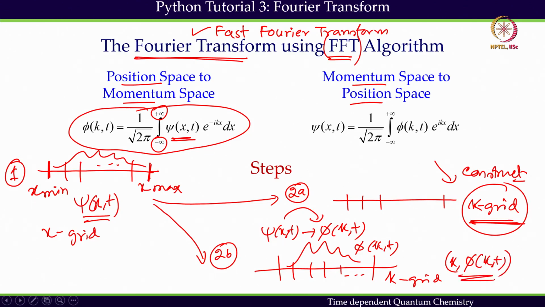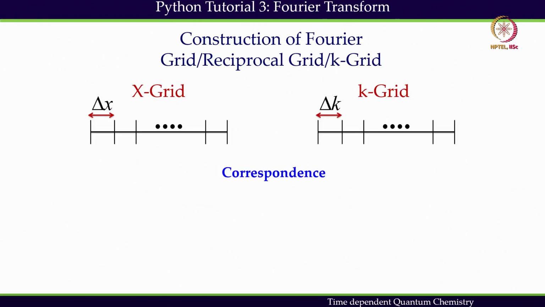So this is the basic idea behind this entire procedure of the fast Fourier transform algorithm. Let us look at the construction of the Fourier grid, or reciprocal grid, or k grid. They are synonymous, and often we use the reciprocal grid to represent the k grid or Fourier grid.